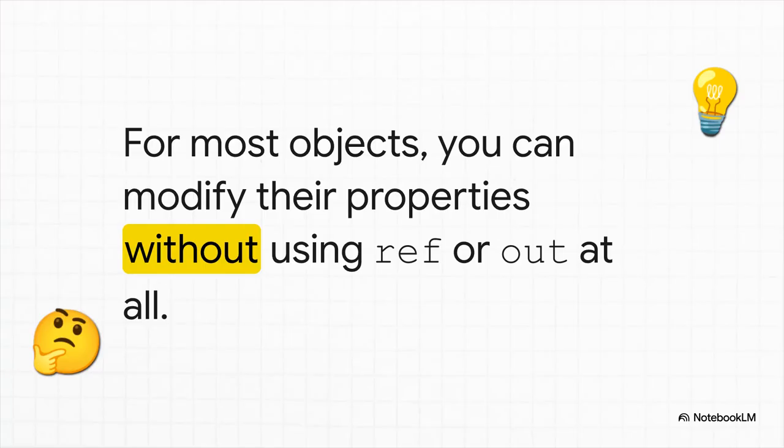That's the kicker right there. If you're passing a class instance, a regular object, into a method, you're already passing a reference to that exact same object. You can change its name, update its status, whatever, and those changes will be reflected outside the method. You don't need any special keywords for that at all.